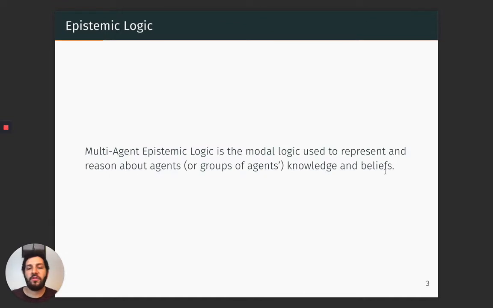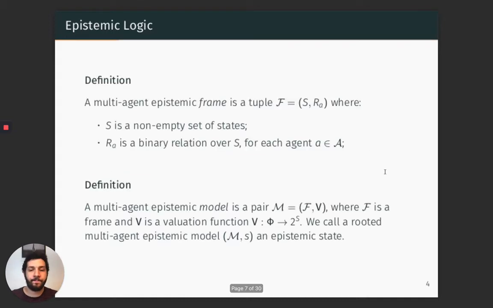The first logic that we are going to talk about is the multi-agent epistemic logic. That is the modal logic used to represent and reason about agents' knowledge and beliefs. An epistemic model is a pair of a frame and an evaluation function, whereas a frame is a tuple of a non-empty set of states and a binary relation over these states. This relation shows when the agent cannot distinguish two states. And the evaluation function maps each proposition to the states where this proposition is true.